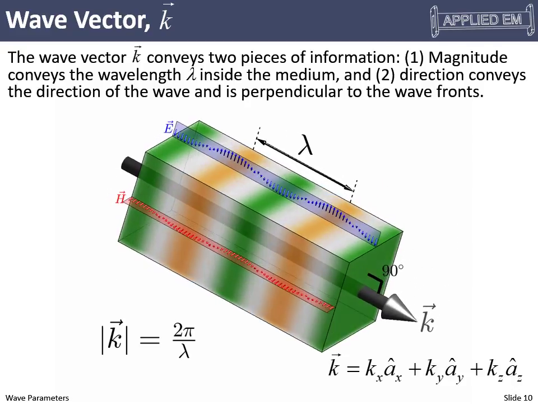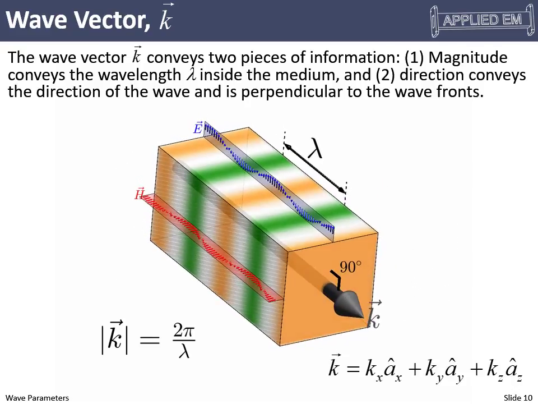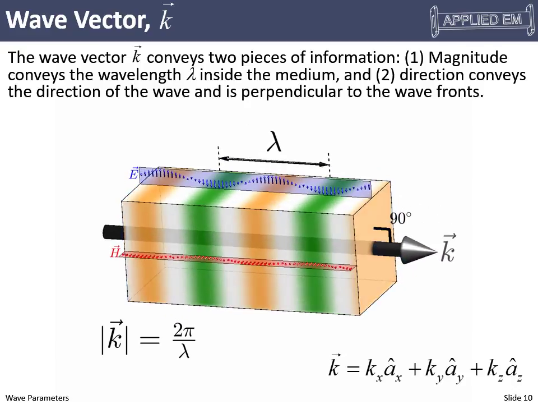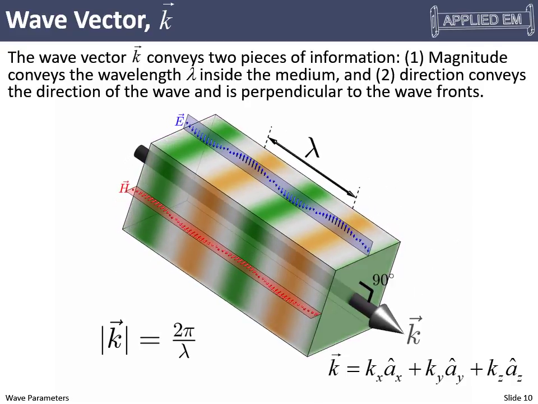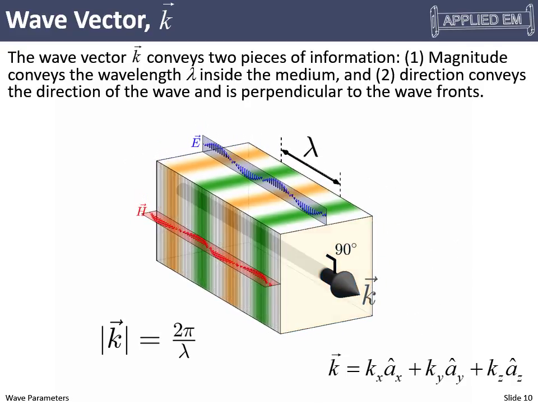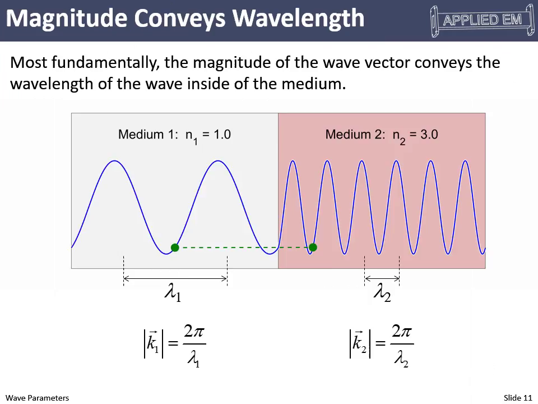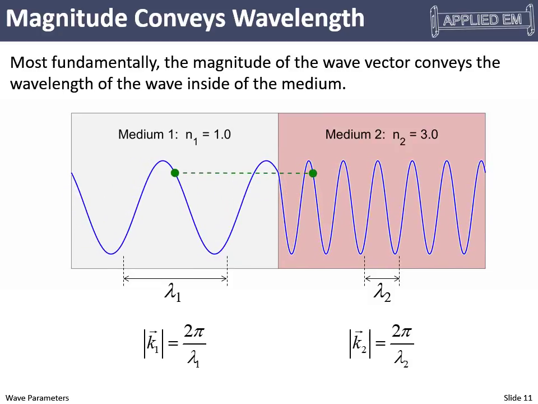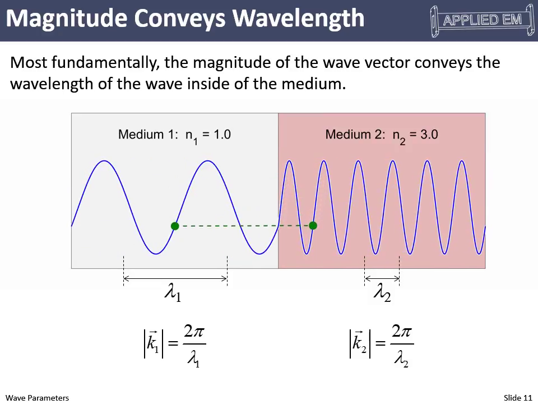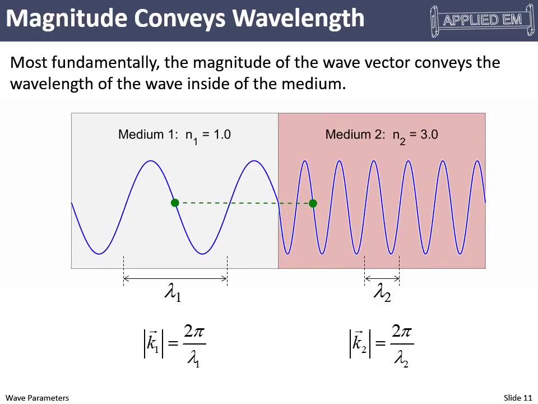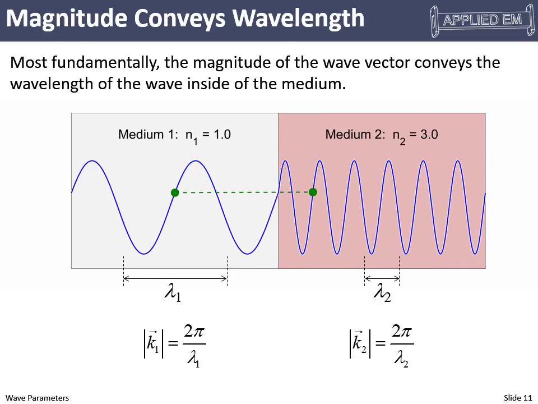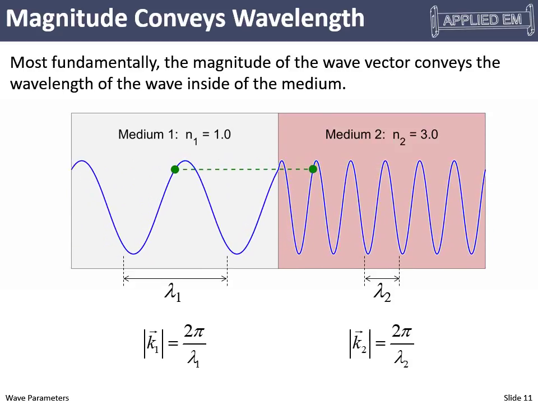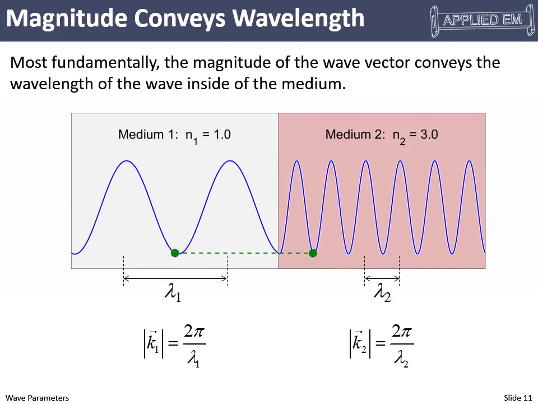So in the end, the wave vector is conveying two pieces of information. The magnitude is conveying wavelength, and the direction is the direction that phase is marching in a wave, the direction of the wave. Back to this picture again of a wave entering into a medium. If we know the wave vector in each of these media, then from the magnitude we could calculate the wavelength, because the magnitude of the wave vector conveys wavelength. This isn't such a hard concept.